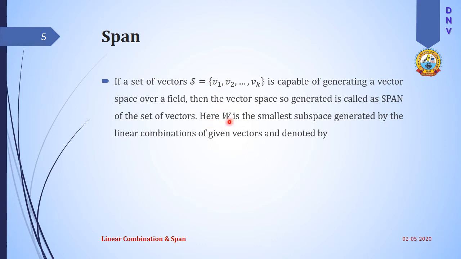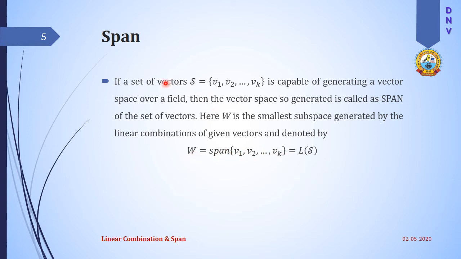So here we can say that the W which we have constructed earlier, the collection of all the linear combinations, is the smallest possible subspace which is generated by these vectors. There may be more, but this is the smallest one. So let us see. I can represent this W as a span of this.